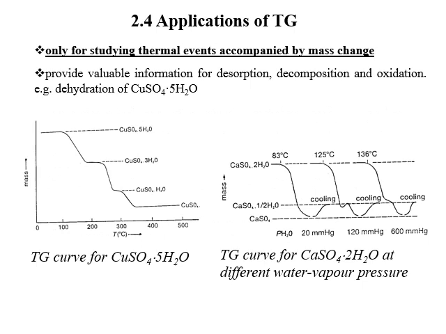So here's an example of an application of TGA. This is only for studying thermal events accompanied by a mass change. So in this particular example, on the left-hand side, we see a TGA curve of a copper sulfate pentahydrate. So it maintains a constant mass up to about 100 degrees, and it loses 2 of its waters in its first step. And then that step continues all the way down to just under 200 degrees. So it achieves an equilibrium where it's now a copper sulfate with 3 waters attached to it.